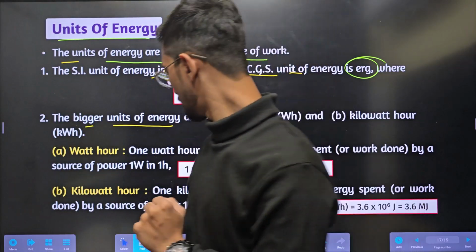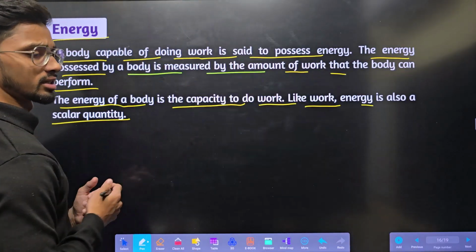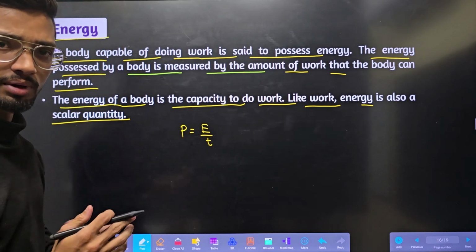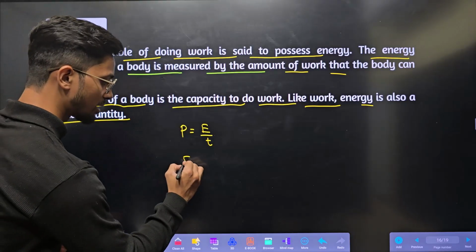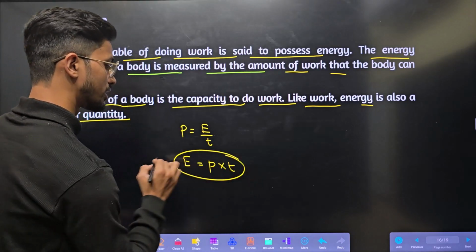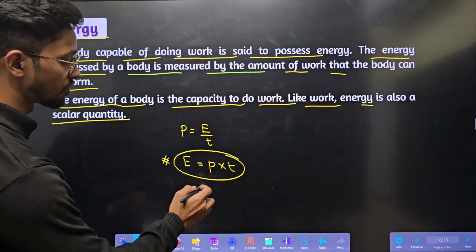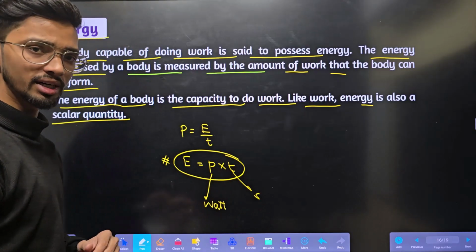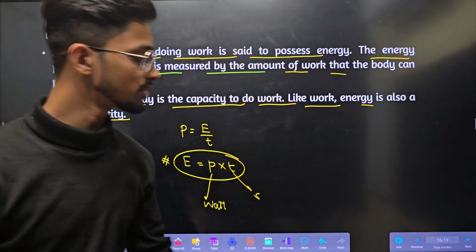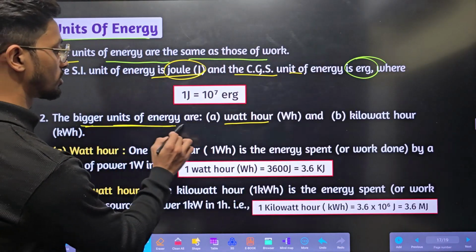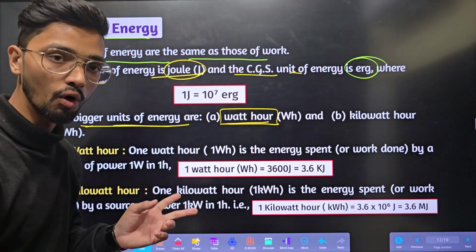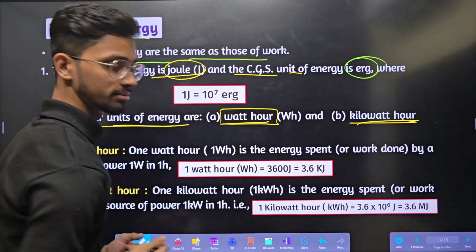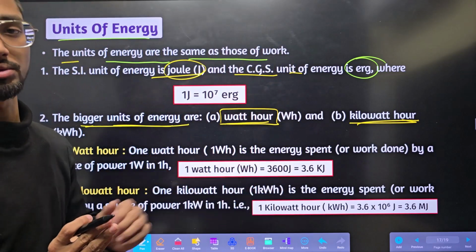We told that energy is nothing but a form of work. We have learned power is nothing but work by time, and we can say energy by time. So energy can be written as power into time. What is the unit of power? That is watt. What is the unit of time? That is second. Watt second. Or there is another unit of time, that is hour. So there is another unit of energy, that is watt hour, or kilowatt hour: power in terms of kilowatt and time in terms of hour.